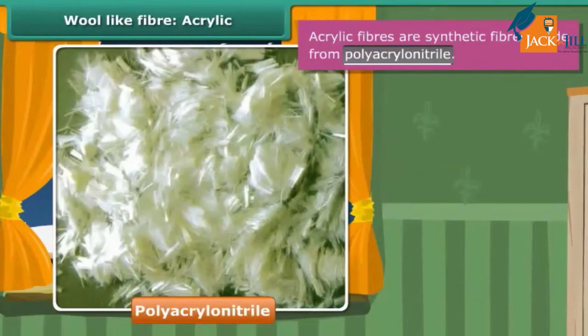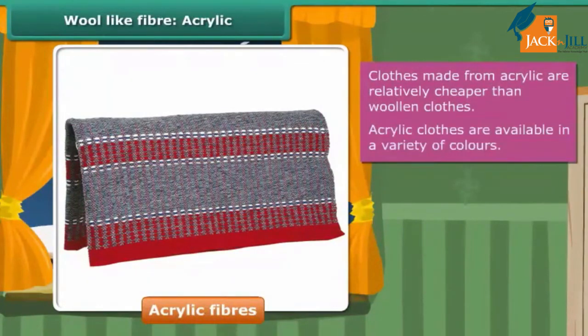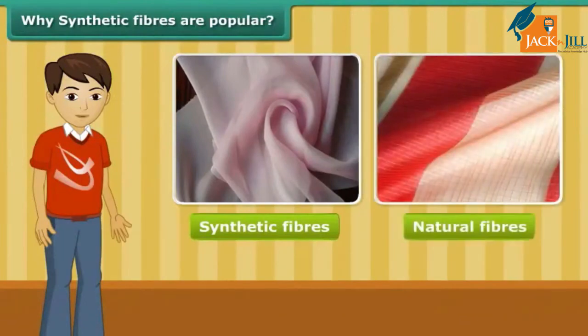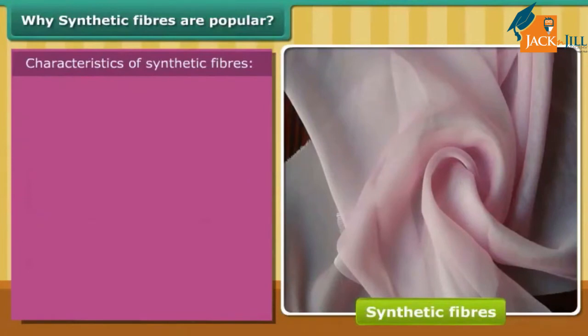The wool obtained from natural resources is quite expensive, whereas clothes made from acrylic are relatively cheaper. Besides this, they are available in a variety of colors. The disadvantages are that the acrylic tends to fuzz easily and that it does not insulate the wearer as well as wool or cashmere. By now you know what makes synthetic fibers more popular than the natural fibers. Let us recall the characteristics of synthetic fibers which make them so popular among us.